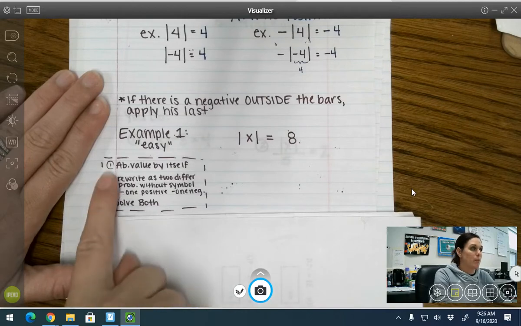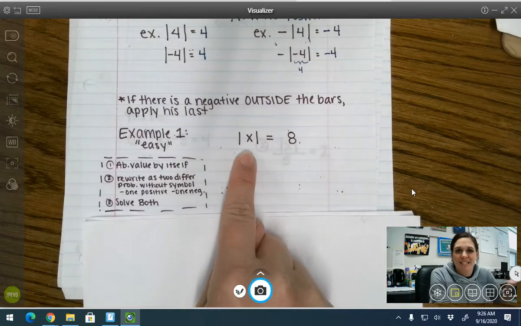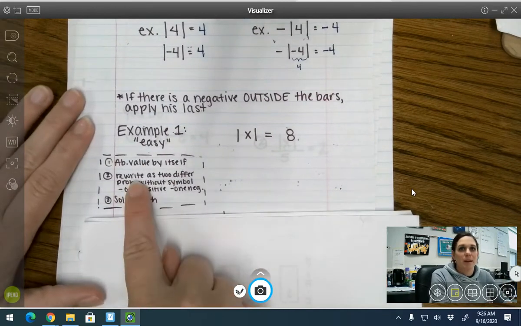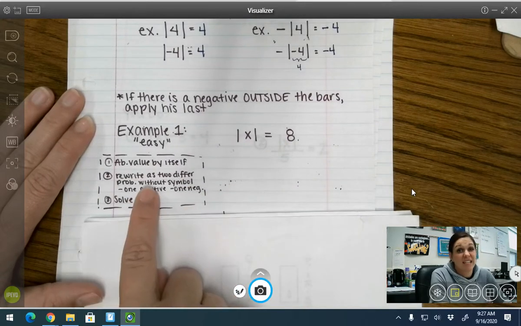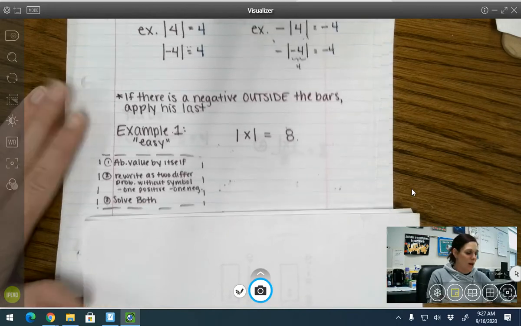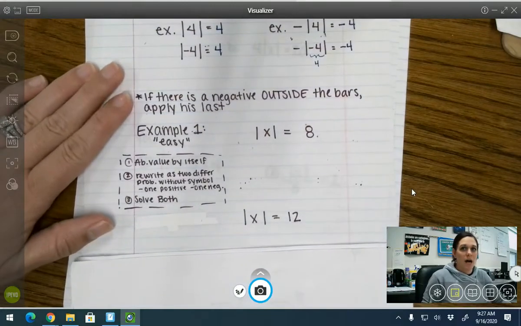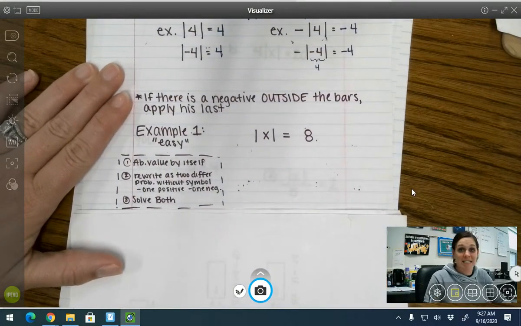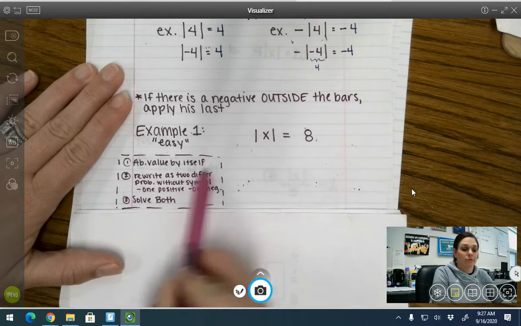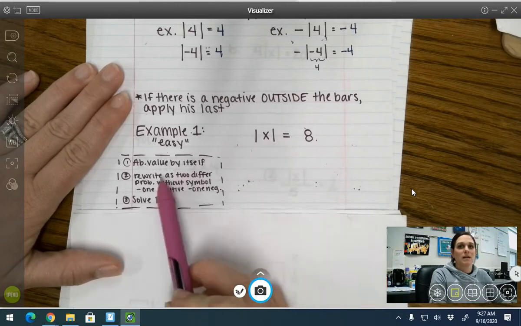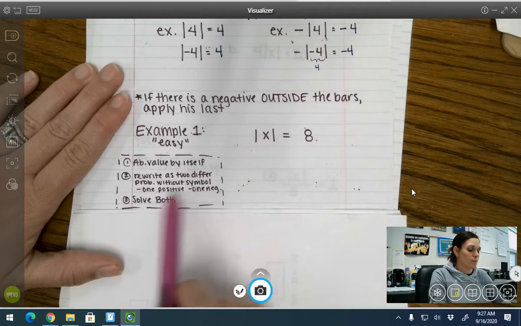So for instance, step 1, the absolute value needs to be by itself. Well, in this case, it's already done, so I don't need to do step 1. All right. Step 2, I need to rewrite without the bars, I can do that, but you're going to realize here in easy mode, I don't really need to even do step 2 or 3. Okay, so let's go ahead and do what the steps say. And you can figure out on your own what you feel you need and don't need for this easy mode. All right, so it says, step 1, absolute value by itself. Well, good, check. Step 2, we're going to rewrite as 2 different problems without the symbol, one positive, one negative.